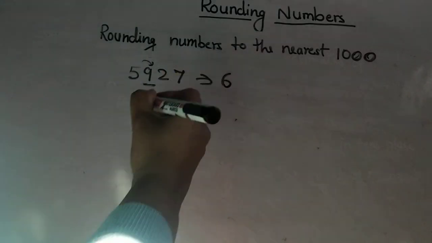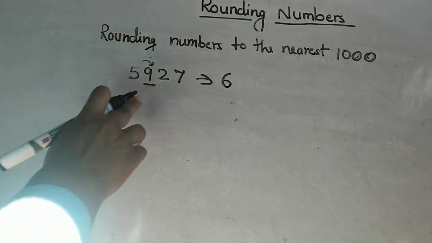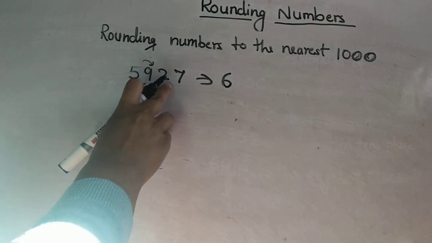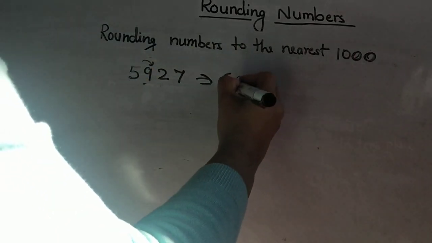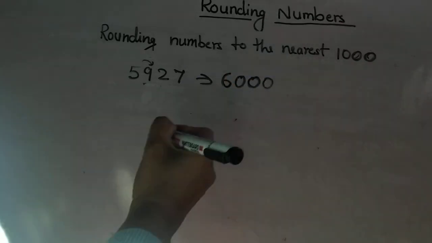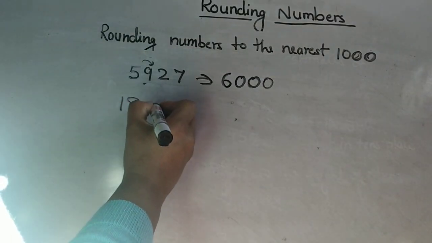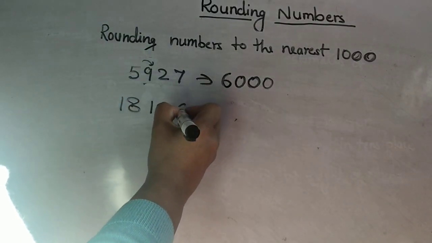Now the second step, change all the digits to the right of the 1000 place to 0. Right of the 1000 place: 100 place, tens place, ones place. 3 places are there. So all the places change to 0. Like this, 18,126.